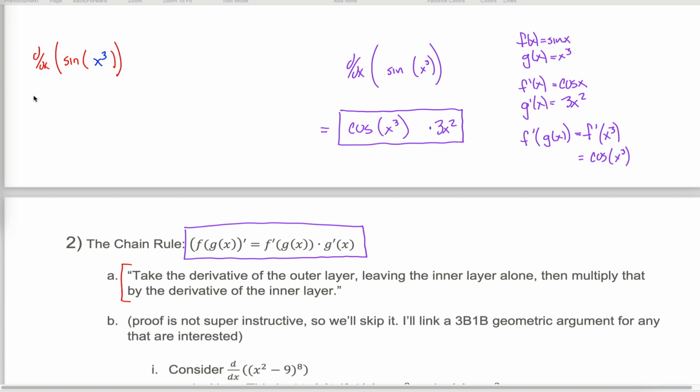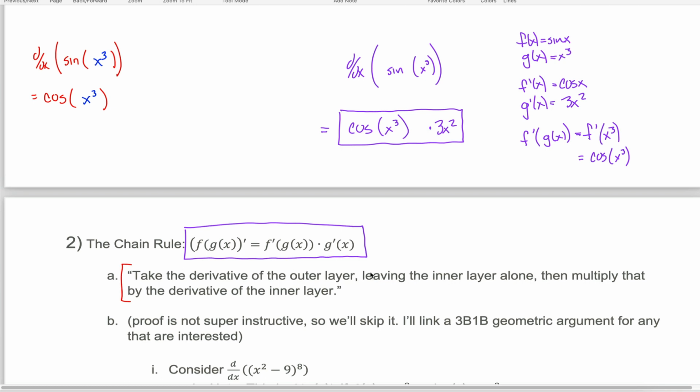Then what I could do to apply the chain rule is I could just focus on the red, completely ignore the blue. I could ask myself the question, what's the derivative of the sine part of sine of x cubed? Well, the derivative of sine of x is cosine of x, so the derivative of sine of x cubed would be the cosine of x cubed. I take the derivative of the red part, completely leaving the blue part alone. Take the derivative of the outer layer, leaving the inner layer alone.